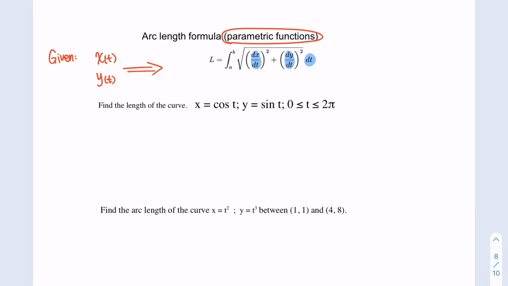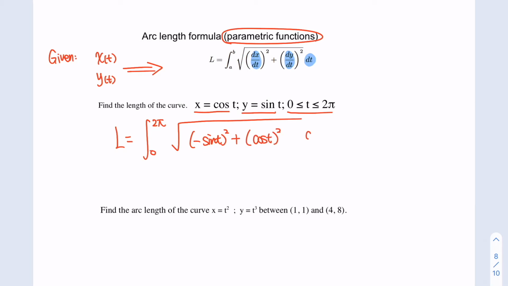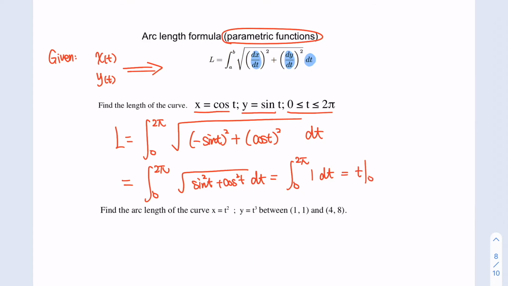Let me show you some examples. Given x is a function of t, y equals a function of t, find the arc length between 0 to 2 pi. The arc length is given by the integral from 0 to 2 pi of the square root of x prime squared plus y prime squared dt, which is the integration from 0 to 2 pi of the square root of sine squared plus cosine squared. As we know, sine squared plus cosine squared equals 1. So 0 to 2 pi, 1 dt. So it's t from 0 to 2 pi, so the answer will be 2 pi.